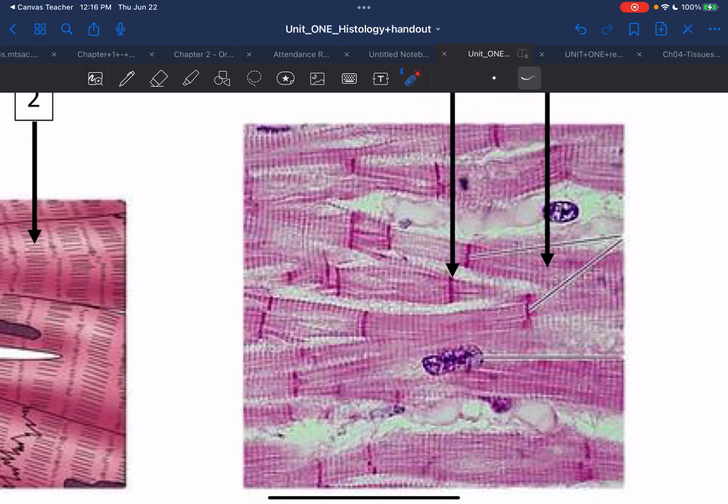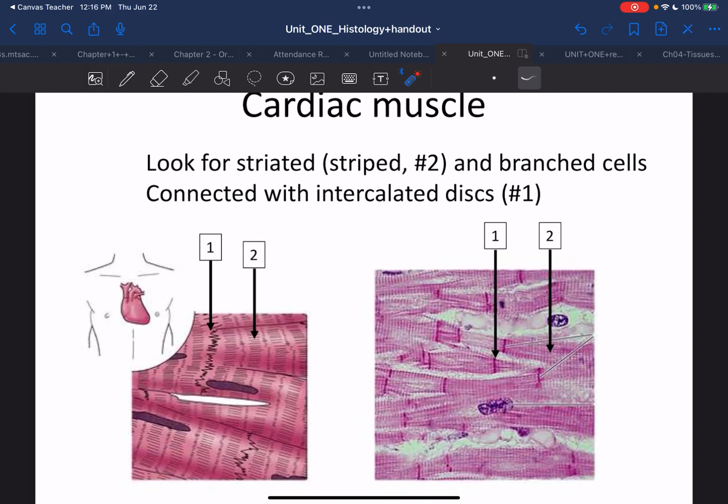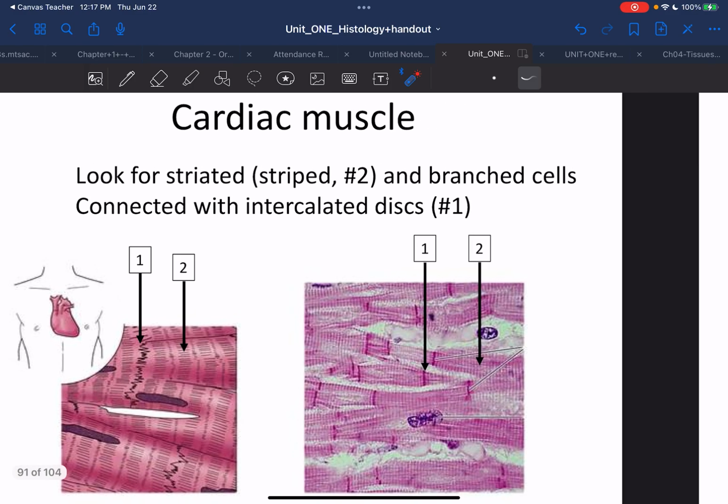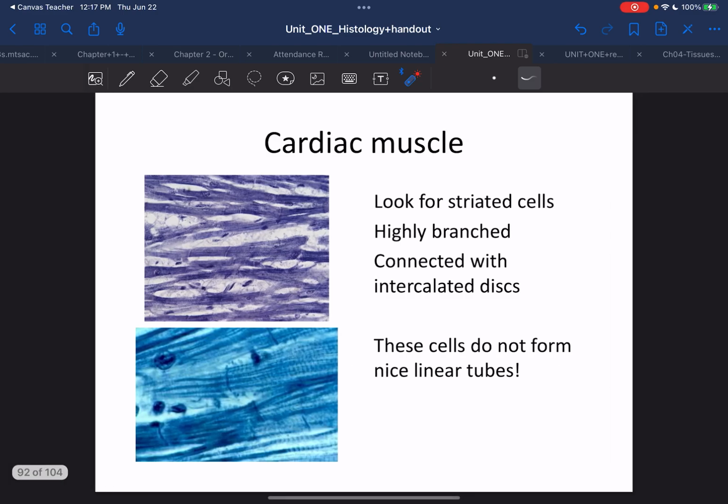These discs are called intercalated discs, as written on your slides up here. Intercalated discs. They have striations too, but again, cardiac muscle has both striations and intercalated discs. And that's it. That's how you're going to be able to distinguish it.